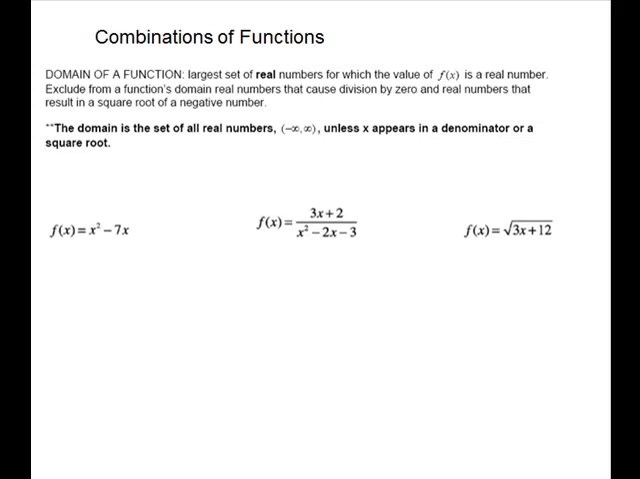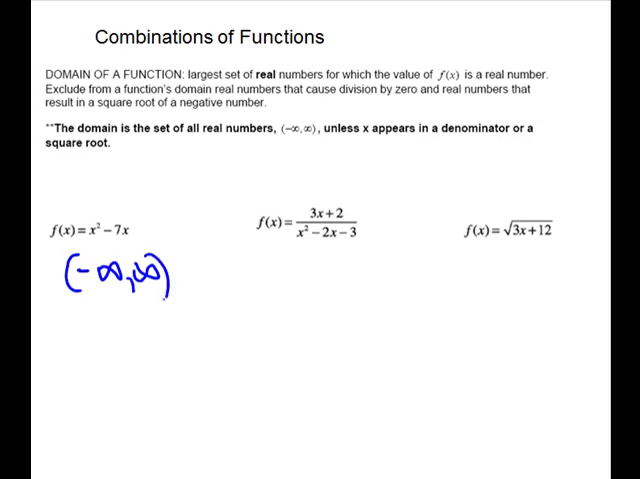Because you're starting with real numbers and then excluding, you're not going to be able to have any complex numbers. So for each of these, we're just going to look at their domain. That's all this is asking. For the first one, we have all real numbers. There is no denominator. There's no radical. So it is still all real numbers for the domain. We can write that as negative infinity to positive infinity.